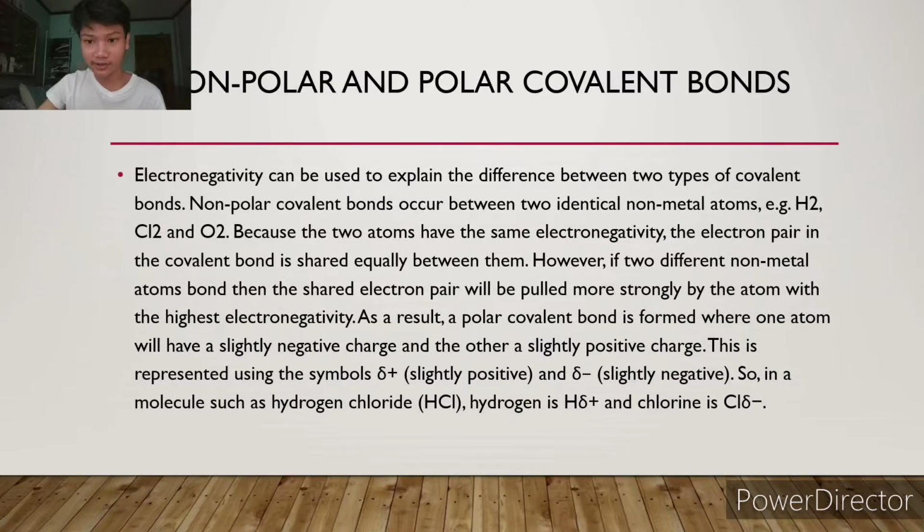However, if two different nonmetal atoms bond, then the shared electron pair will be pulled more strongly by the atom with the higher electronegativity. As a result, a polar covalent bond is formed where one atom will have a slightly negative charge and the other a slightly positive charge. This is represented using this symbol, which is slightly positive, and this, which is slightly negative. So in a molecule such as hydrogen chloride, hydrogen is slightly positive and chlorine is slightly negative.